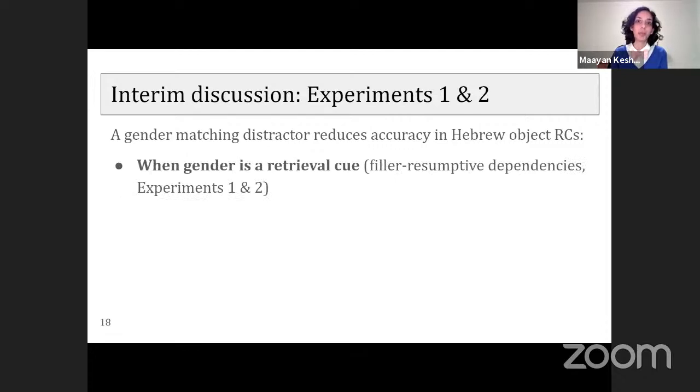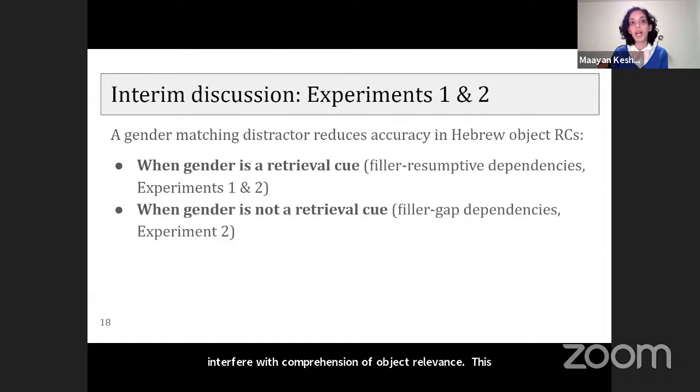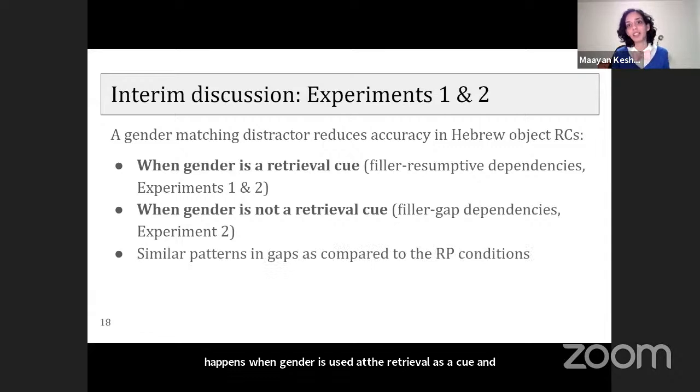And this happens both when gender is used at the retrieval as a cue and when it is not. And we failed to detect a clear difference between interference in gap and pronoun resolutions, which means that encoding interference seems to be mostly sufficient to account for the similarity-based interference we detect here.